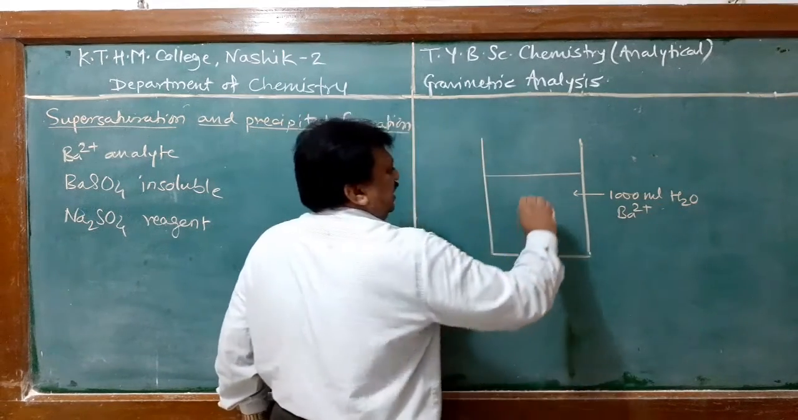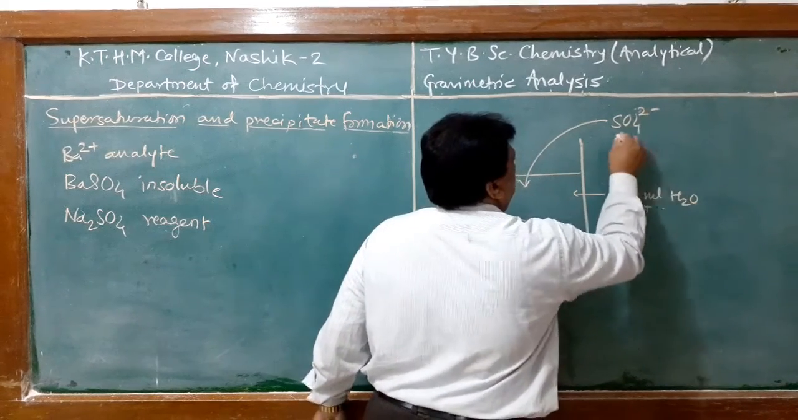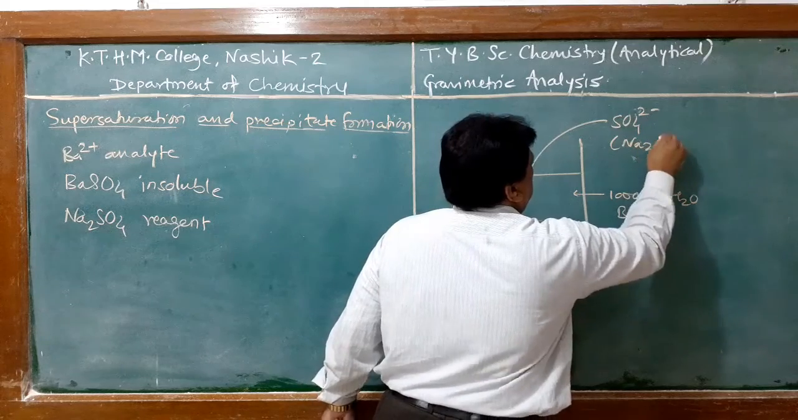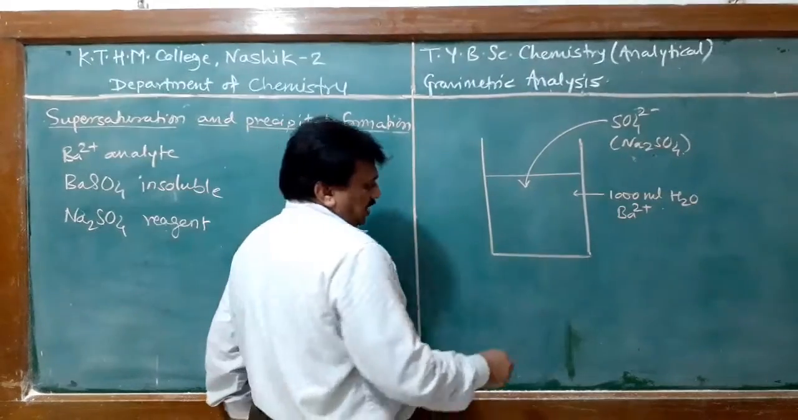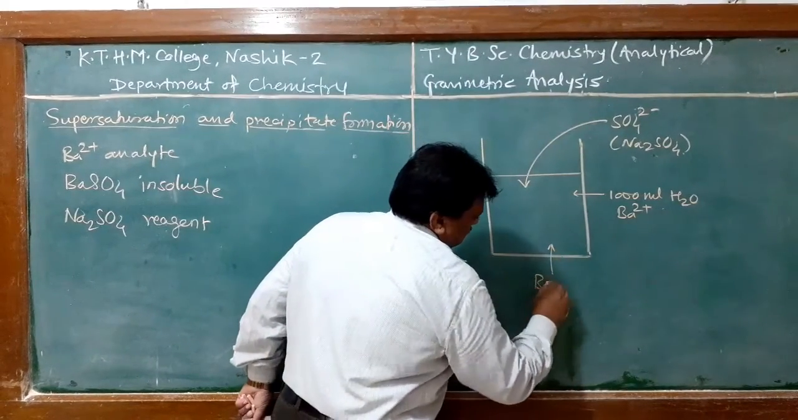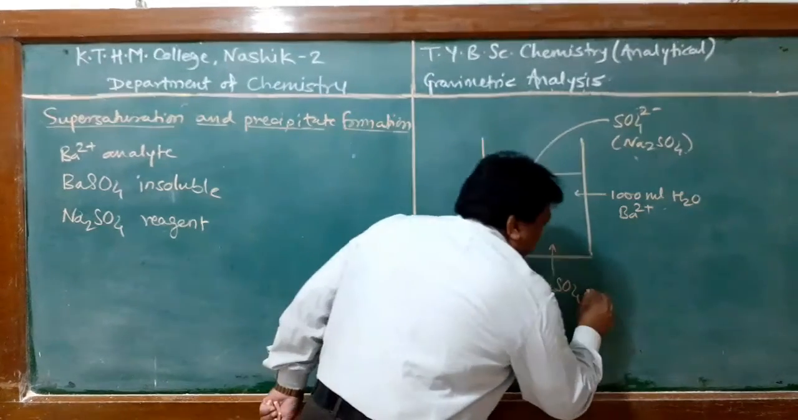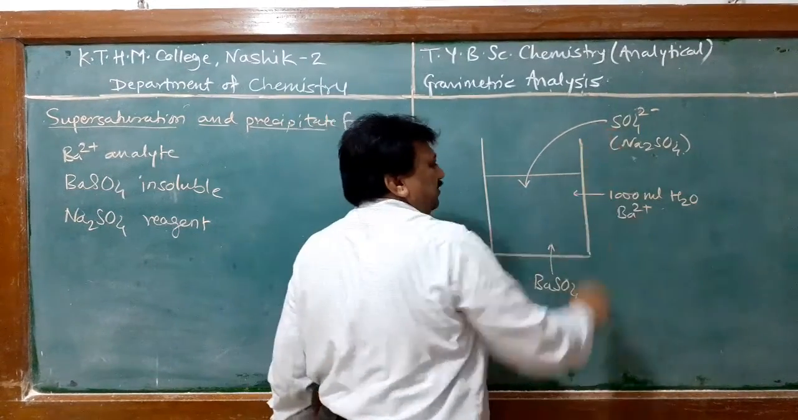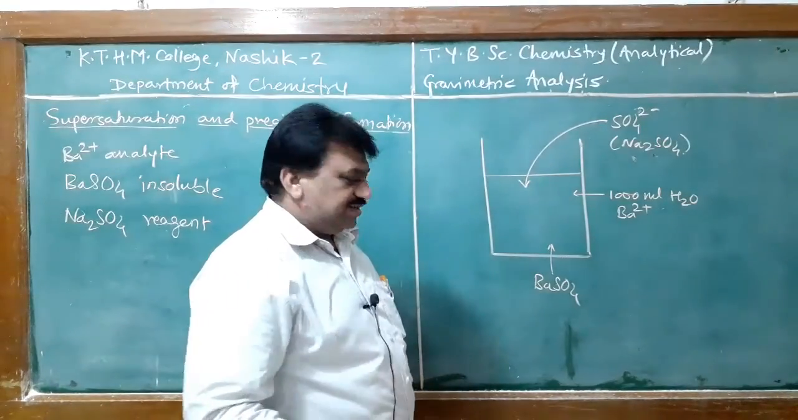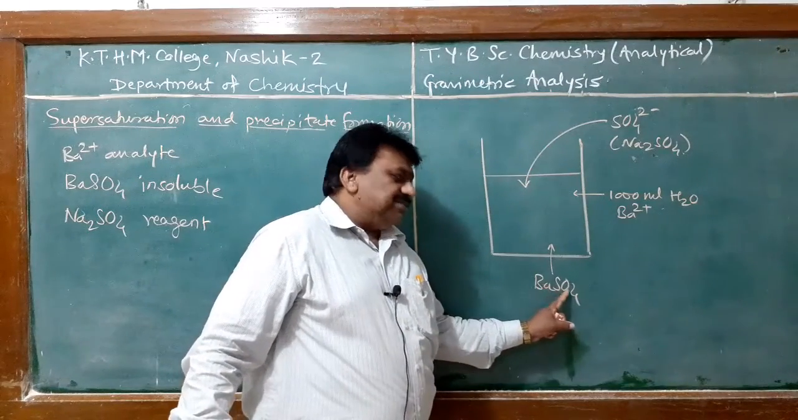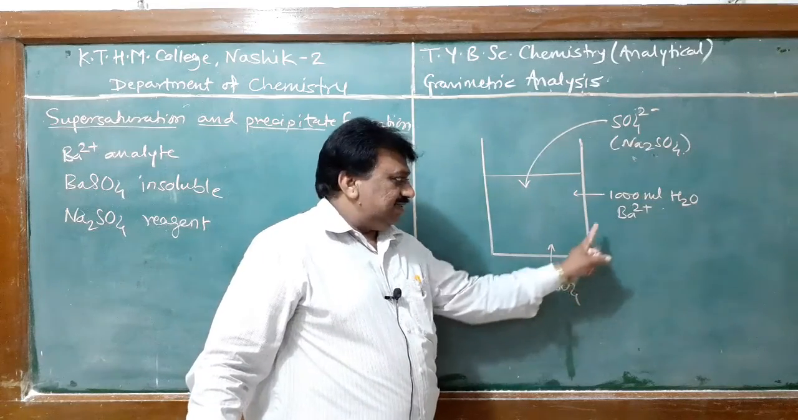And in this case, if we add sulfate ion in the form of sodium sulfate, Na2SO4, then here barium sulfate, BaSO4, is formed, and here the addition of sulfate ion or sodium sulfate should be dropwise with continuous stirring. Therefore, as this barium sulfate is formed, immediately it gets dissolved into the 1 liter distilled water.